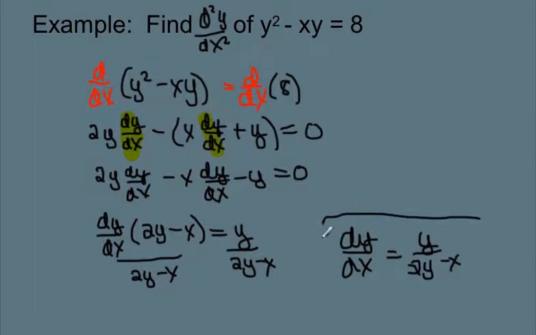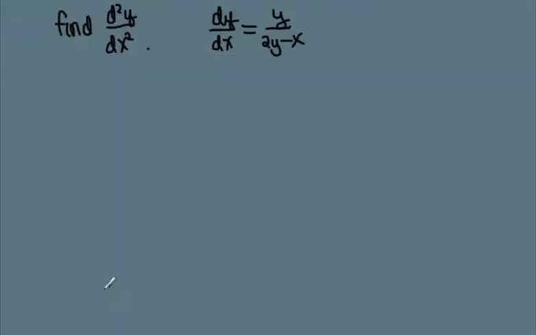Okay, so we're halfway there. Now we need to find the second derivative. To find the second derivative, we're going to use the first derivative. So we're going to start here, and notice the notation where you say d squared y over dx squared. Okay, so d squared y over dx squared is going to equal this.